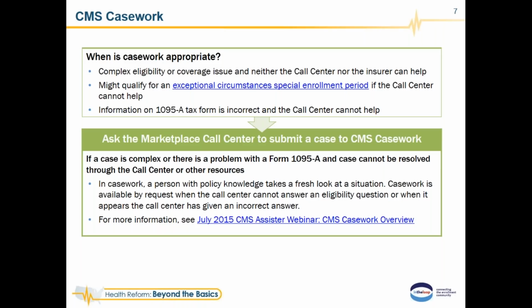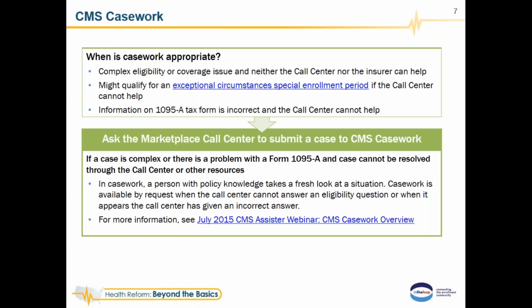In each of these situations, the consumer or an assister should ask the call center to submit a case to casework. Now, one thing to recognize is that a consumer actually could have a case going through casework and file an appeal at the same time, but for the most part, a consumer is going to be able to get a quicker resolution and often an easier resolution if something can be addressed through casework rather than having to start a whole new process by filing an appeal.